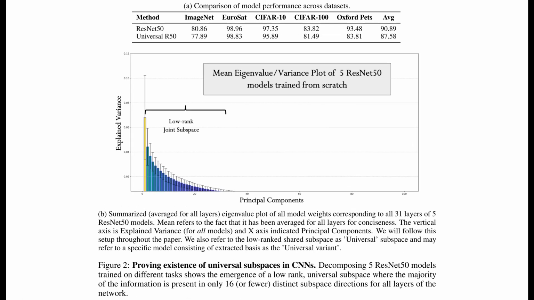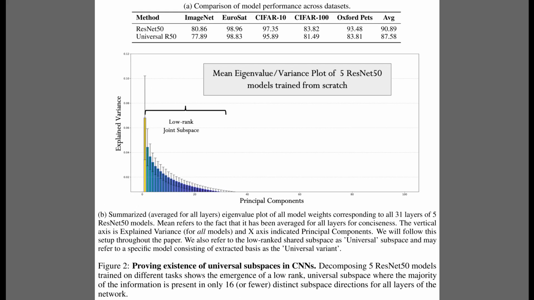Figure 1 had already suggested a shared low-dimensional structure, and Figure 2 confirms it in a classic convolutional network. The top table shows that the compressed universal ResNet 50 stays within a few accuracy points of the full ResNet 50 across ImageNet, Eurosat, CIFAR 10, CIFAR 100, and Oxford PETS. The lower plot presents mean explained variance versus principal components, and the tall bars on the left indicate that roughly the first 16 directions form a low-rank joint subspace that captures most of the information.